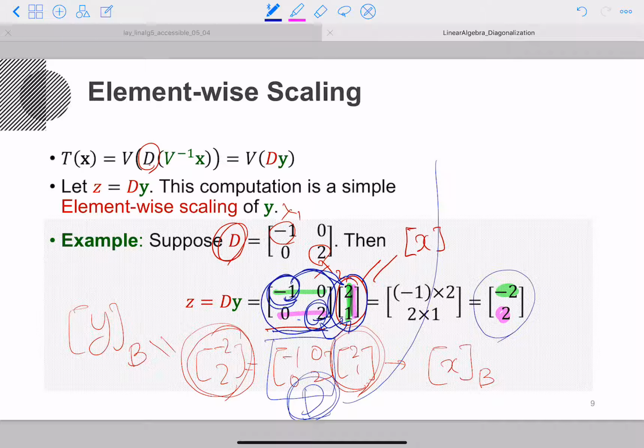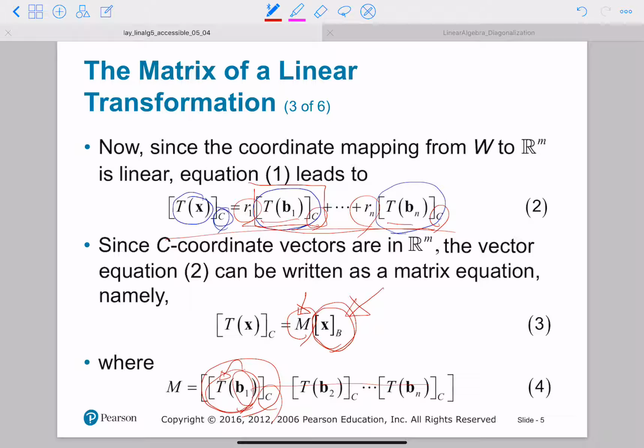So this is like the new matrix M over here, where the input is represented as a B coordinate and the output is represented as a C coordinate. But in the case of an eigendecomposition and the linear transformation using the eigendecomposition form, C and B are the same one. So that way it's a special case of this guy.